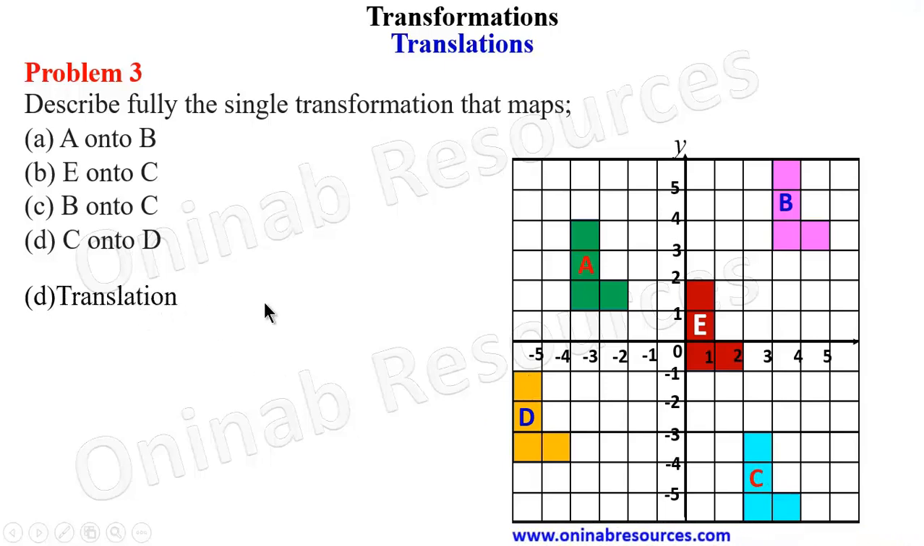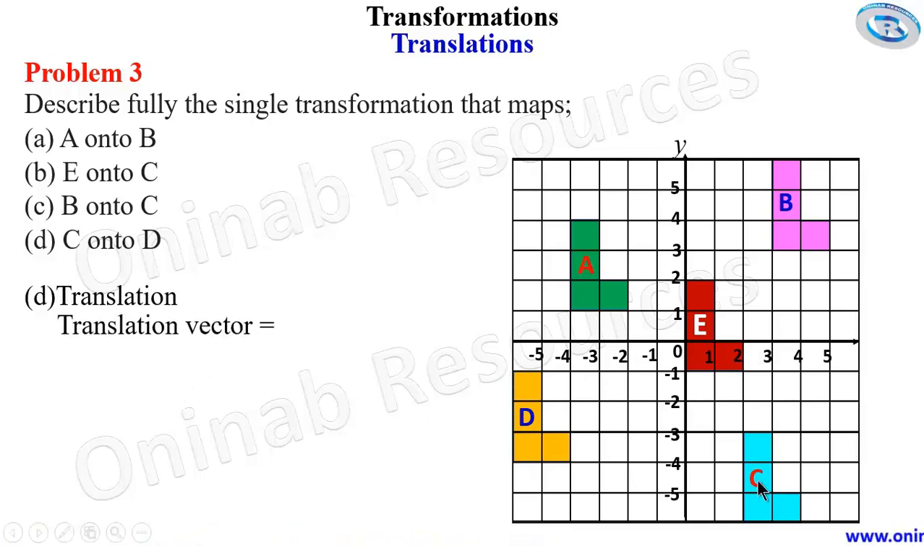Again, it is a translation because it moves up, then back. And for the translation vector, we pick one of the vertices from object C. So if you look at this now, this vertex is corresponding to this vertex. Since we are to move horizontally first, which means when we move and get to this place, we then go upward. So how many units?